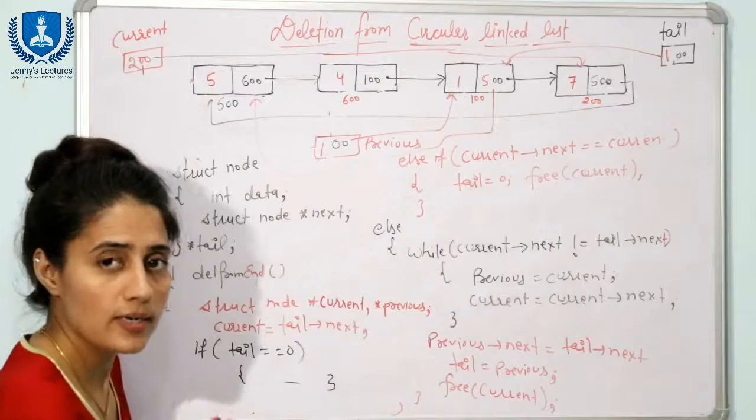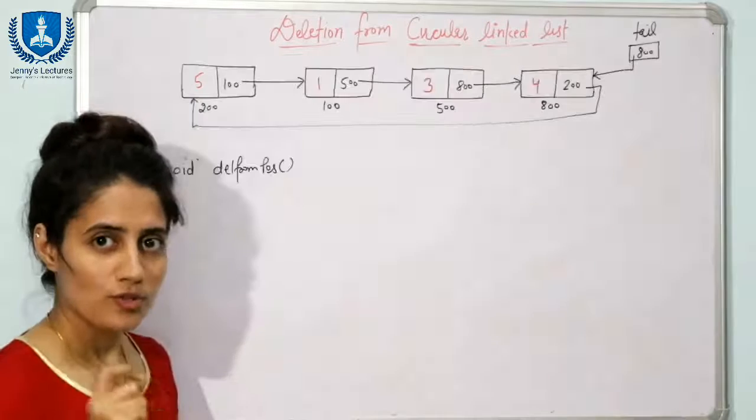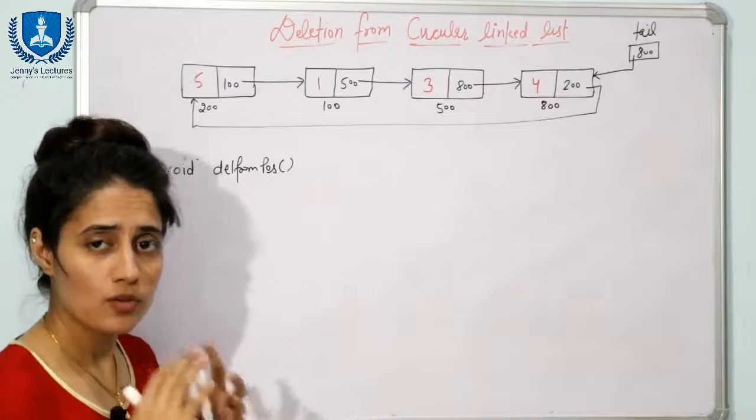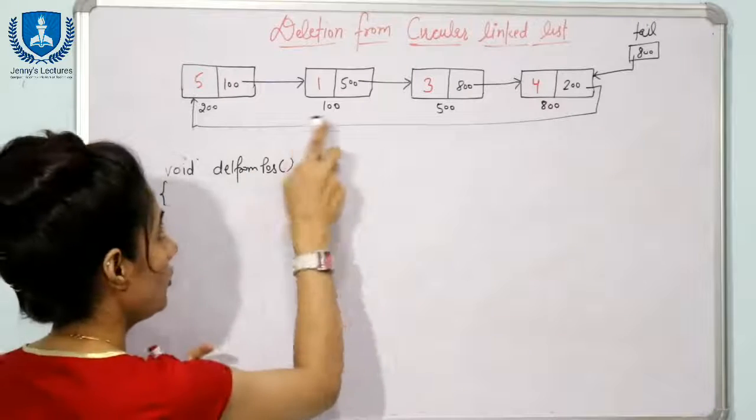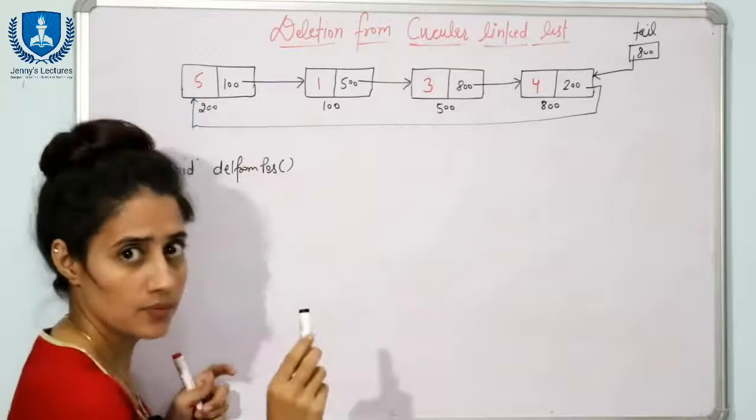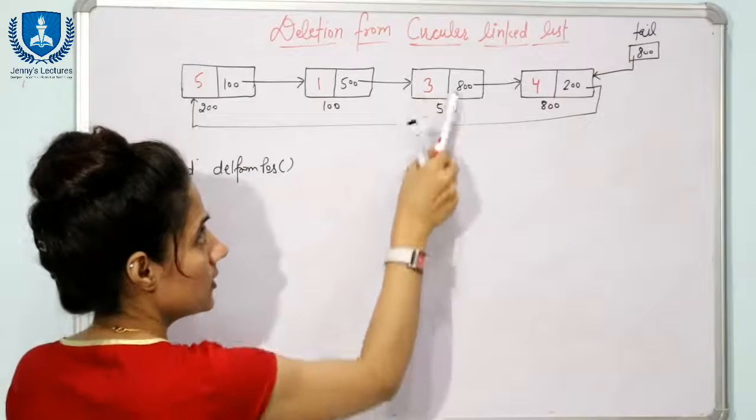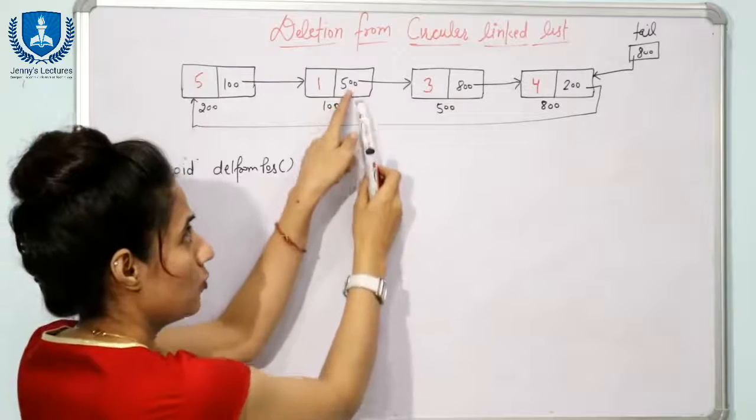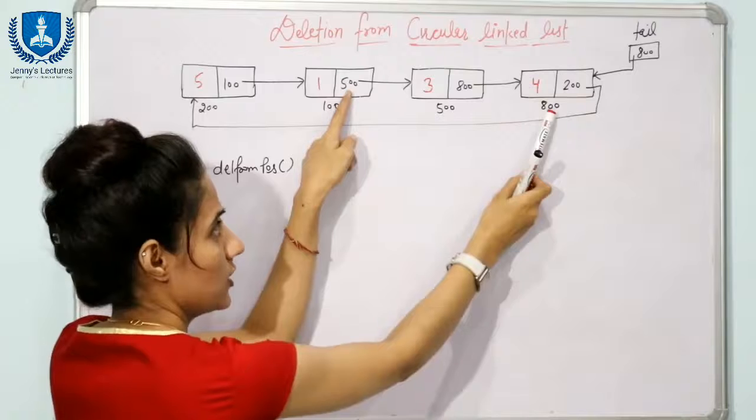Now we will see how to delete data from a specific position. So now we will define this function delete from position. Now suppose I want to delete data from position 3. It means 1, 2 and 3. This data I want to delete, right? So after deleting this data, the updated list would be something like this. See, this pointer would directly store the address of this node, that is 800.